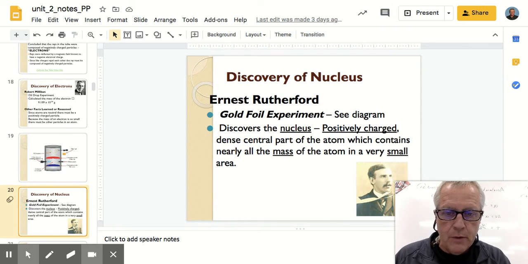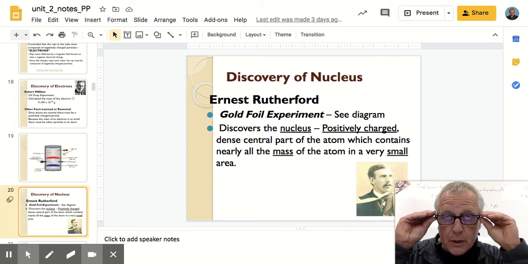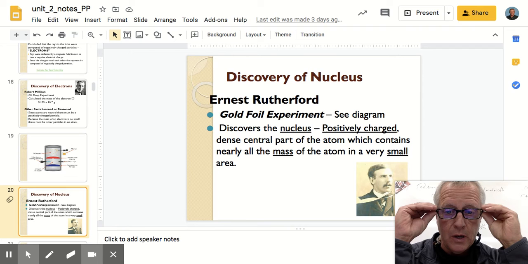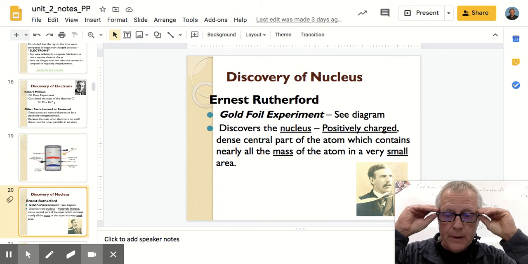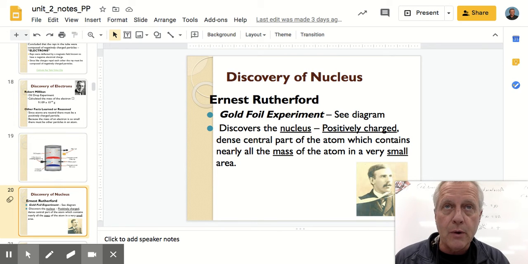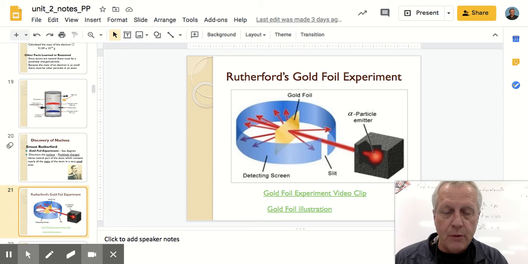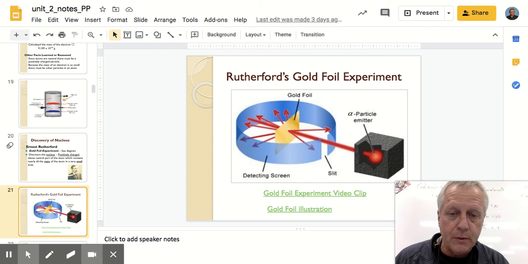Moving forward, now that they have established that there are these electrons and they're negatively charged, it was also established in an interesting experiment by Ernest Rutherford that there is also a nucleus that is positively charged. It's called the gold foil experiment. What he did was shoot radioactive material called alpha particles. Alpha particles are literally two protons and two neutrons. They're the same as the nucleus of a helium atom.